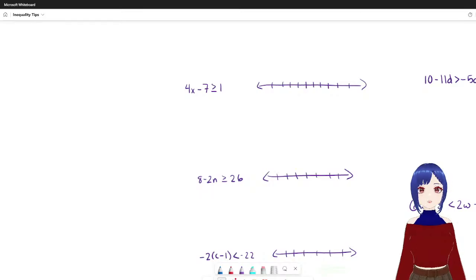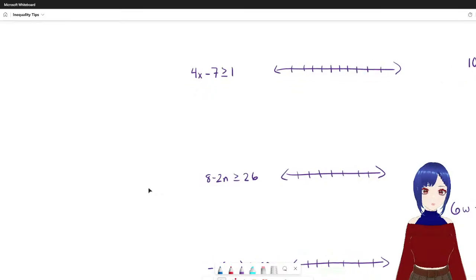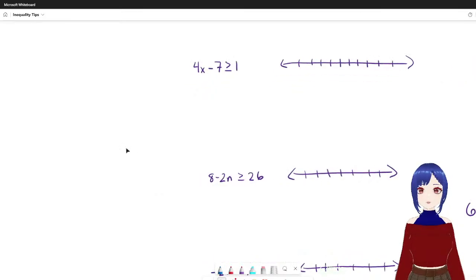Whoops, let's zoom off. Just fix that. There we go.